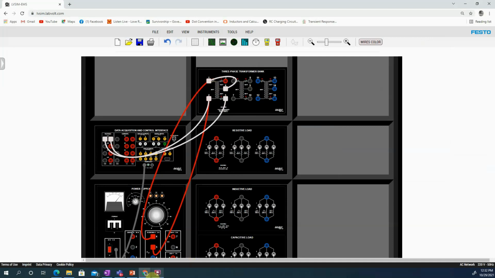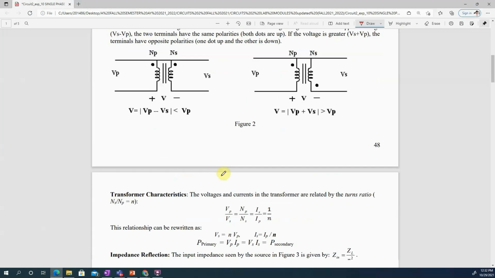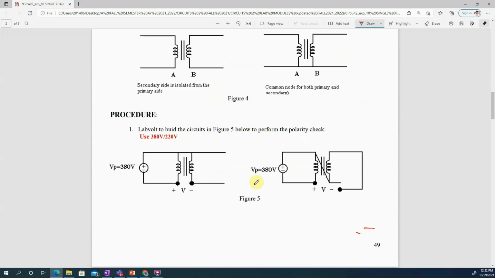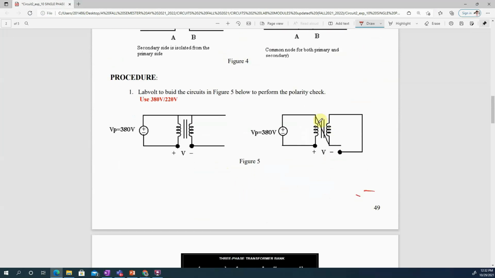So let us try to check our lab module. In this part, you test if you put it here and get the voltage. So let us try to do this part. We are done with this part, right? We know that the dot is on this point. So what about this? Let us try to apply this method also.